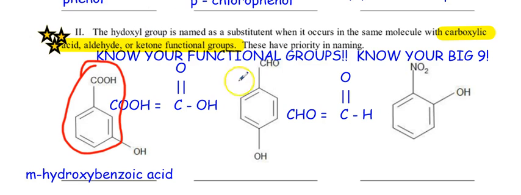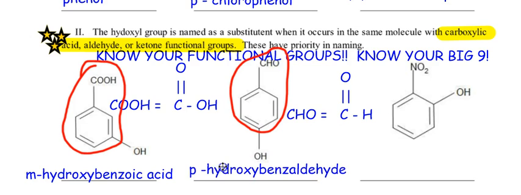So what do you recognize here? That this is one of your big 9. Do you remember what that was called? Maybe, maybe not. It's called benzaldehyde. So now what? The hydroxy is the substituent. It's the side chain. It's not the priority. So it's p-hydroxybenzaldehyde. Could you also write this as 4-hydroxybenzaldehyde? Of course you can.